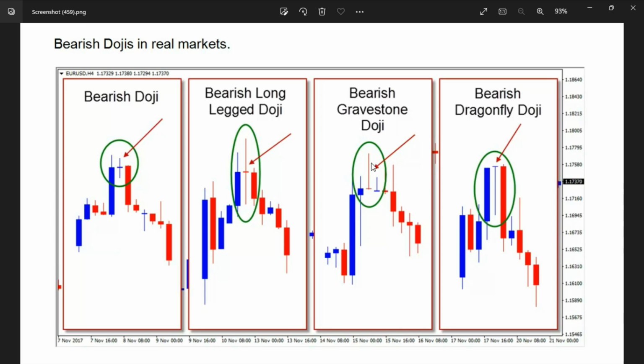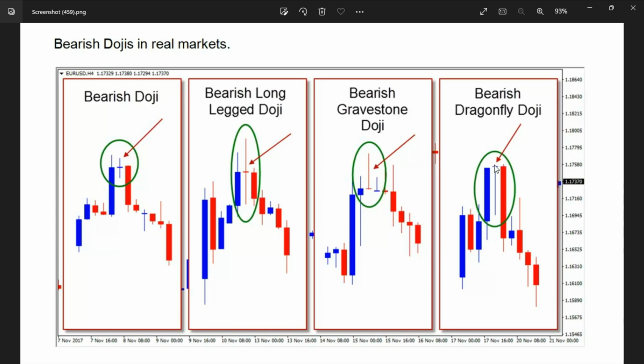The market went up and came back and closed where it started, or closely where it started. I guess this should be a fundamental trigger. Yeah, that is a news trigger that propagated this movement in the market. This is a gravestone Doji. Now we have a bearish dragonfly Doji.